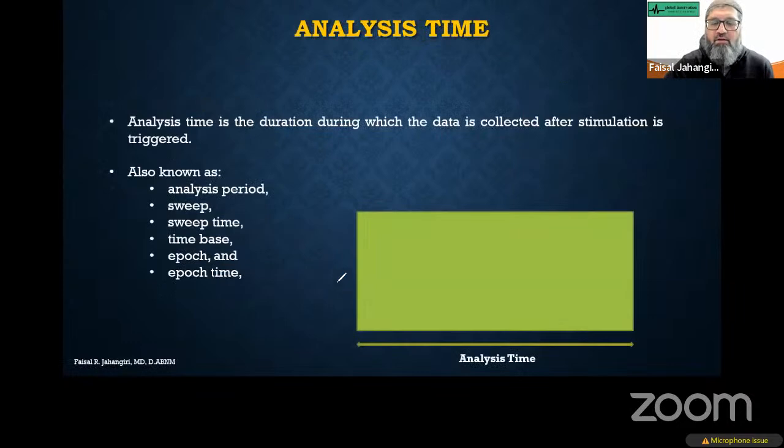Analysis time. So when we look at the screen, we have the screen for left hand and right hand, and left foot and right foot, EEG, EMG. That screen is known as the analysis time. Other terms used are sweep time, time base, and epoch time. There are different terms used, but all represent the same information.